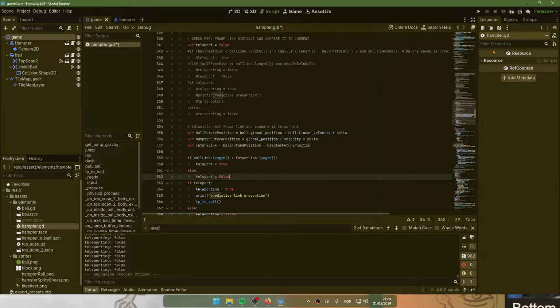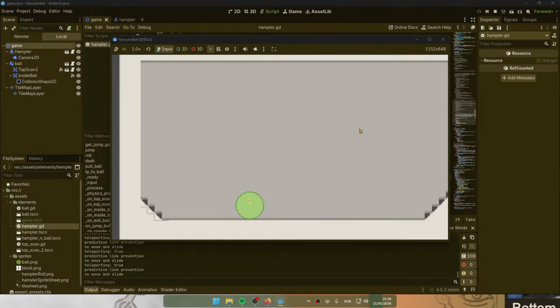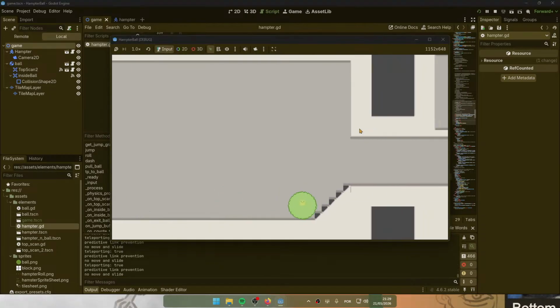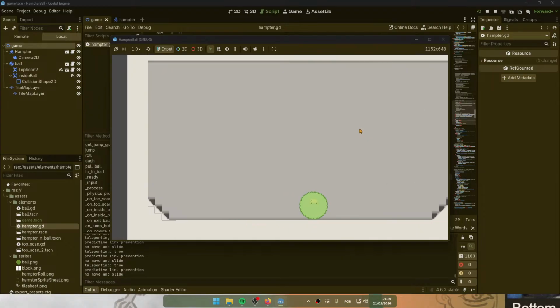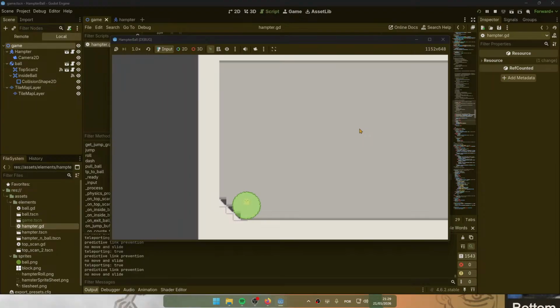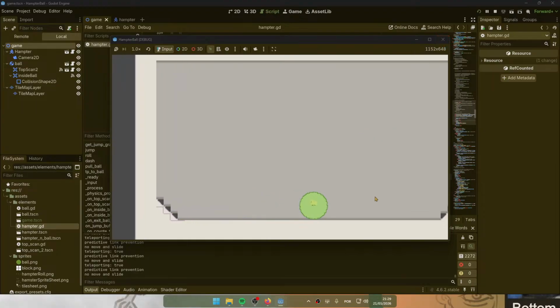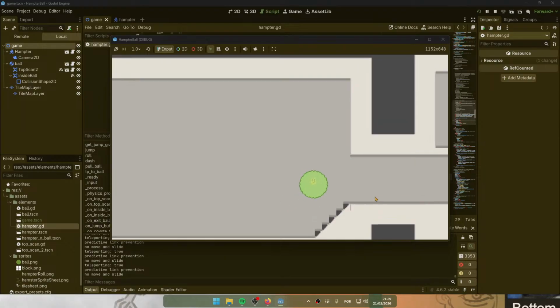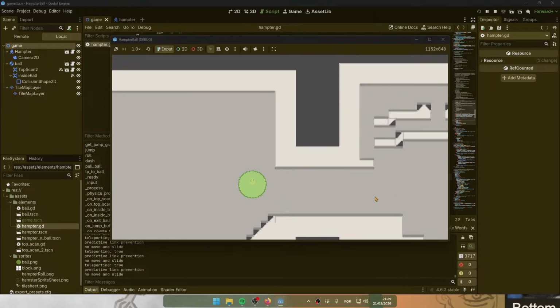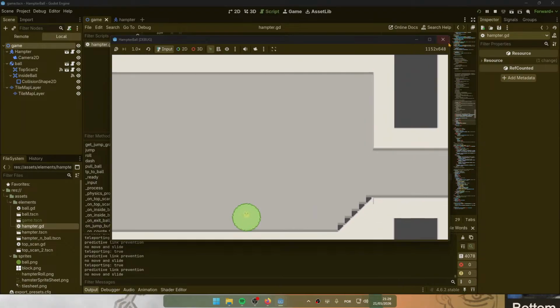Is this gonna work, y'all? I don't think it is. I'm pretty sure it won't, but let's try it. Yep. What a bummer. But why is move and slide triggering still? That's curious. It's weird.